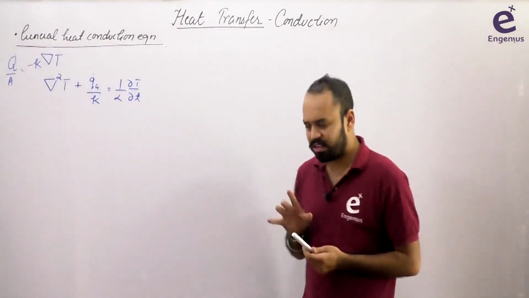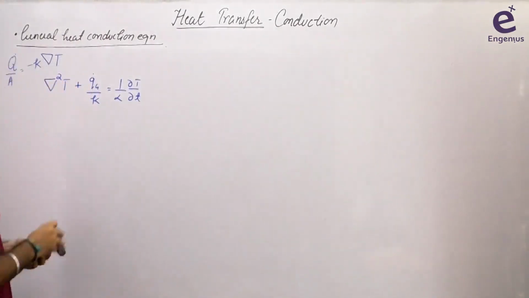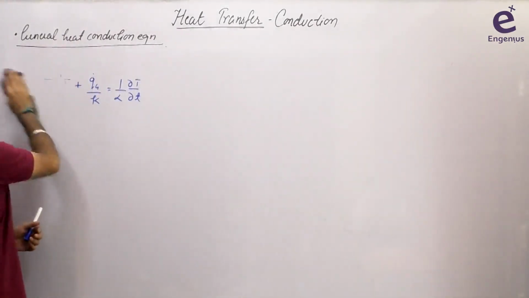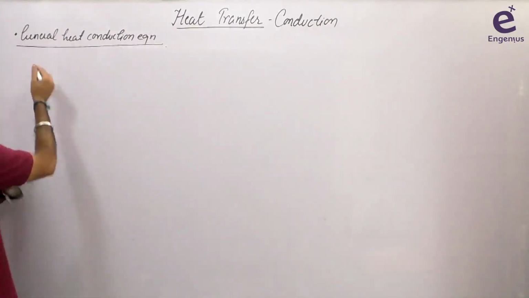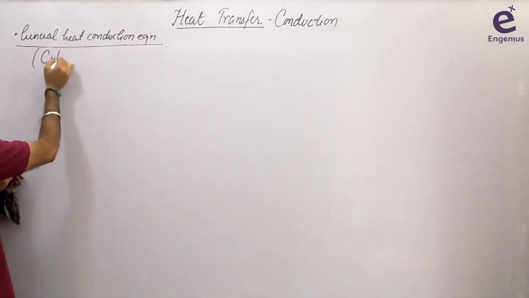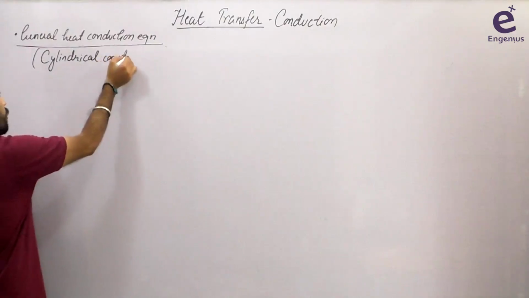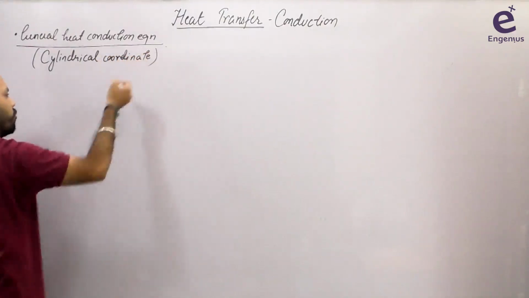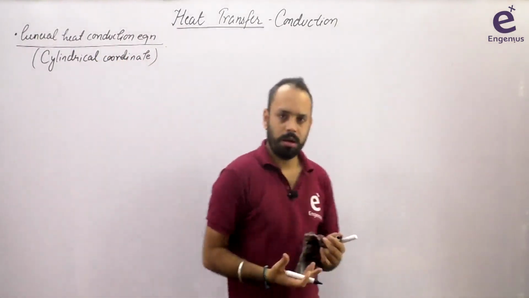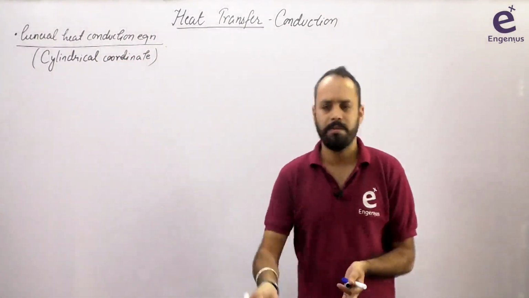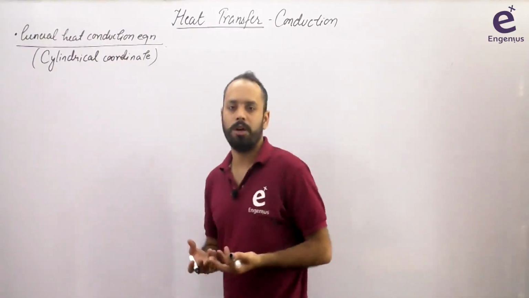Now we will start with cylindrical coordinates. I will not talk about the 3 dimensions yet, but I will explain what the 3 dimensions are in a cylindrical coordinate system. So put the heading: the general heat conduction equation in the cylindrical coordinate system. Suppose you have to derive a temperature profile in a cylindrical rod or in a wire. By default, in heat transfer or in any other subject, whenever the word wire is used, we always assume it to be cylindrical. We never assume a wire to be rectangular.